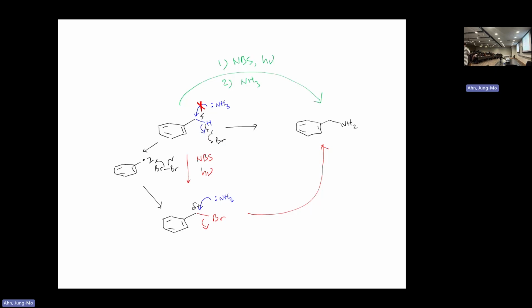When things need to be done sequentially, you have to provide a number: which step is the first, which step is the second. So the first step is NBS with light that makes this. In the second step, you treat it with ammonia and you make the product. This is something called multi-step synthesis. You need to use multiple steps of reactions to make something.